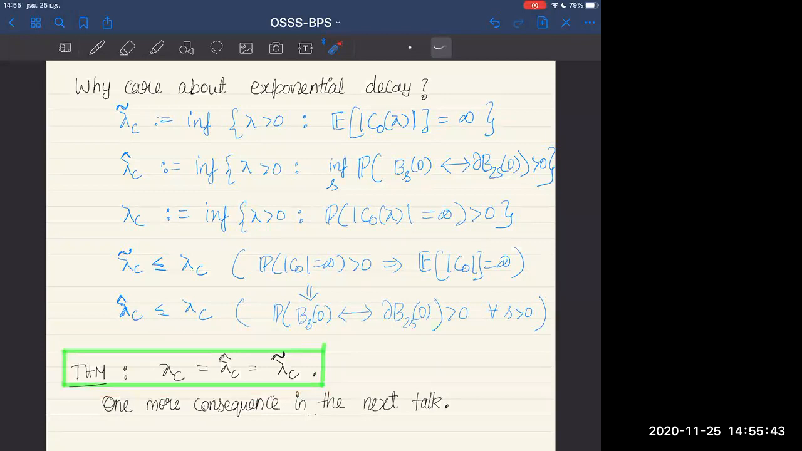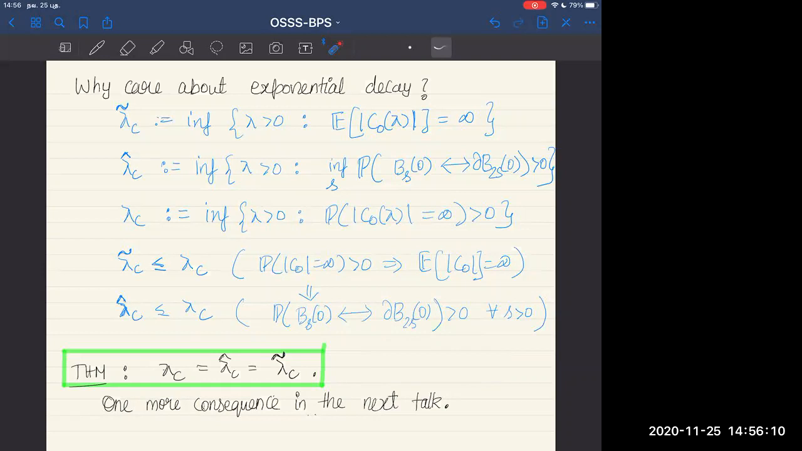This is a big advantage of having exponential decay: you can show that many critical intensities are equal. You can look at the book of Meester and Roy. There are many more such inequalities, so I refer to Meester and Roy. Now I'm not going to discuss more consequences of exponential decay.